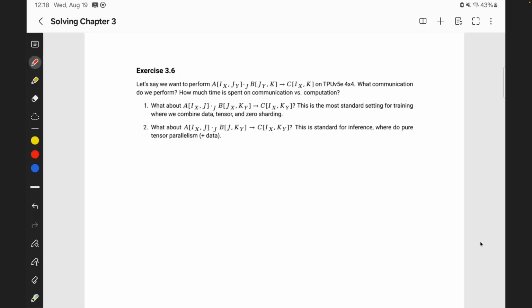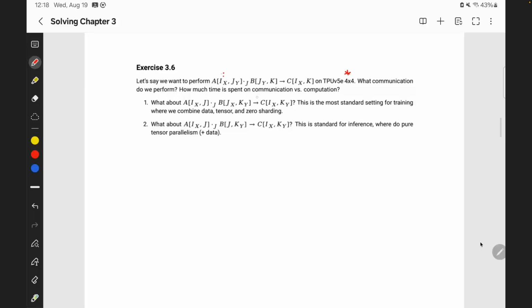Okay, now we'll start with question number 6. Let's first read the question. Let's say we want to perform ix, zy, zy, and zyk. So it is sharded across the contracting dimension, and then it's sharded here too, and we'll get the response ixk, and the response is also sharded, on a TPU v4 4,4 architecture. What communication do we perform, and how much time is spent on communication versus computation?